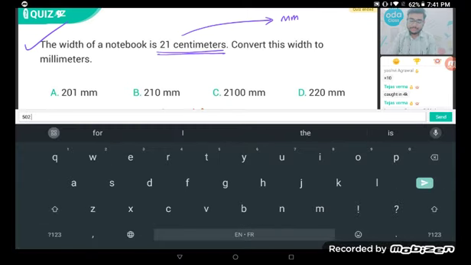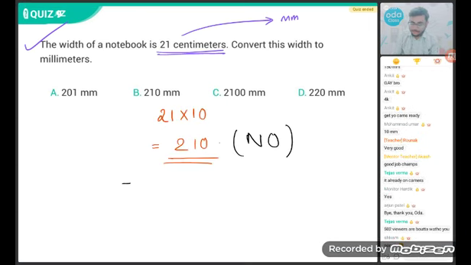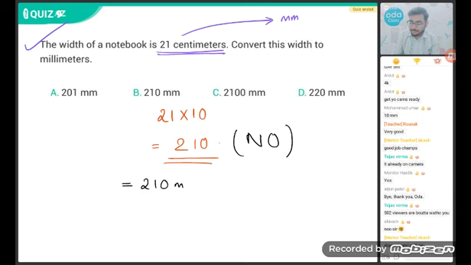Is this the correct answer? First tell me, is it the correct answer? Yes or no? 210 is the correct answer. Yes or no? You should say a big no. I told you in measurements of length, the units are very very important. The answer should be 210 mm.